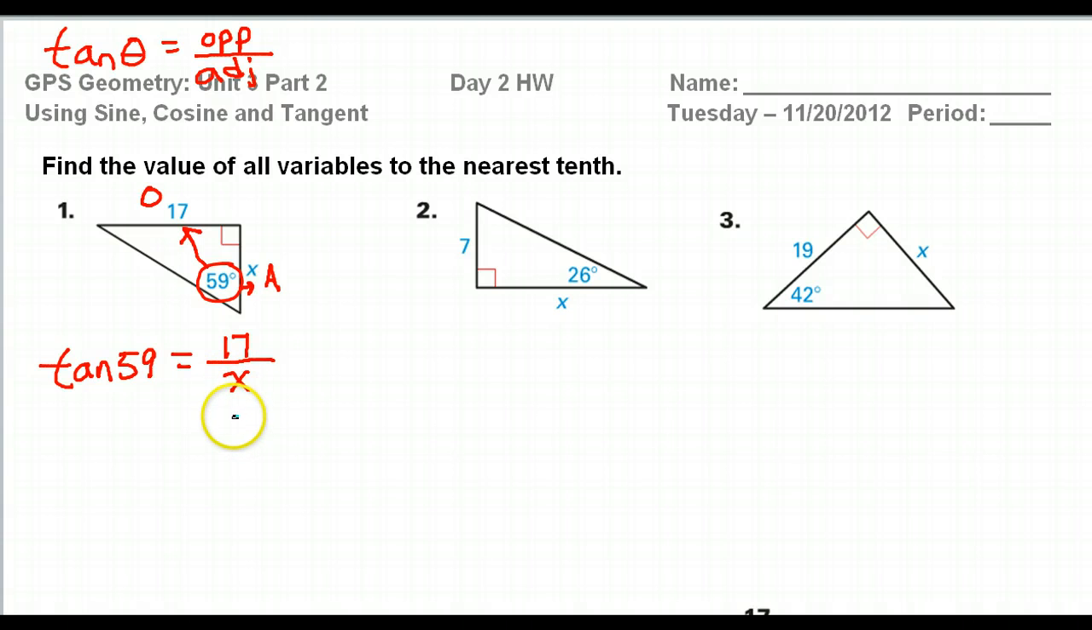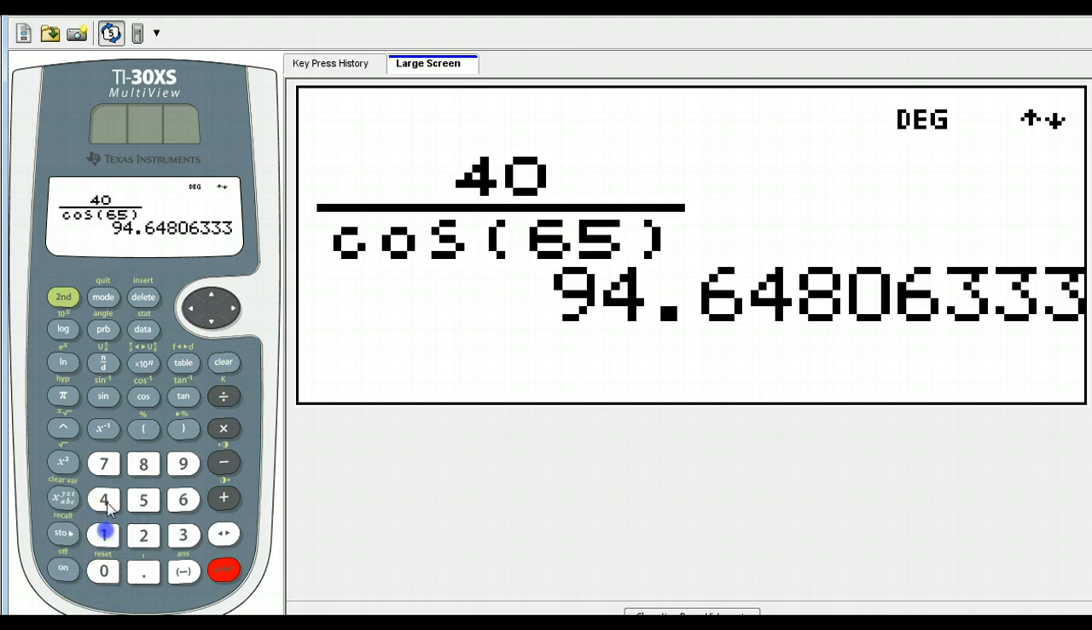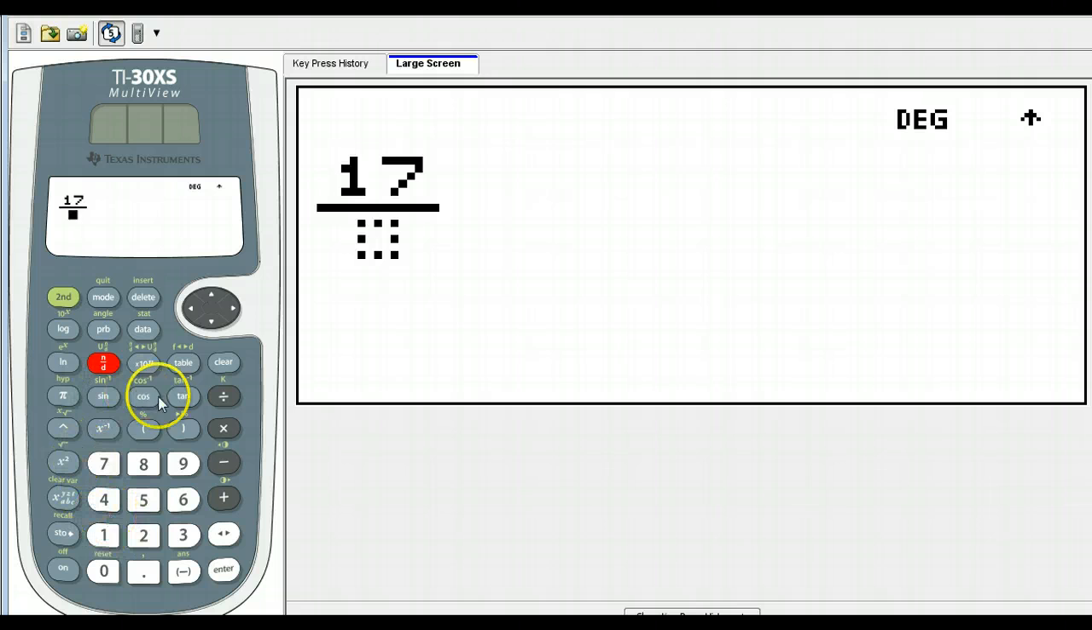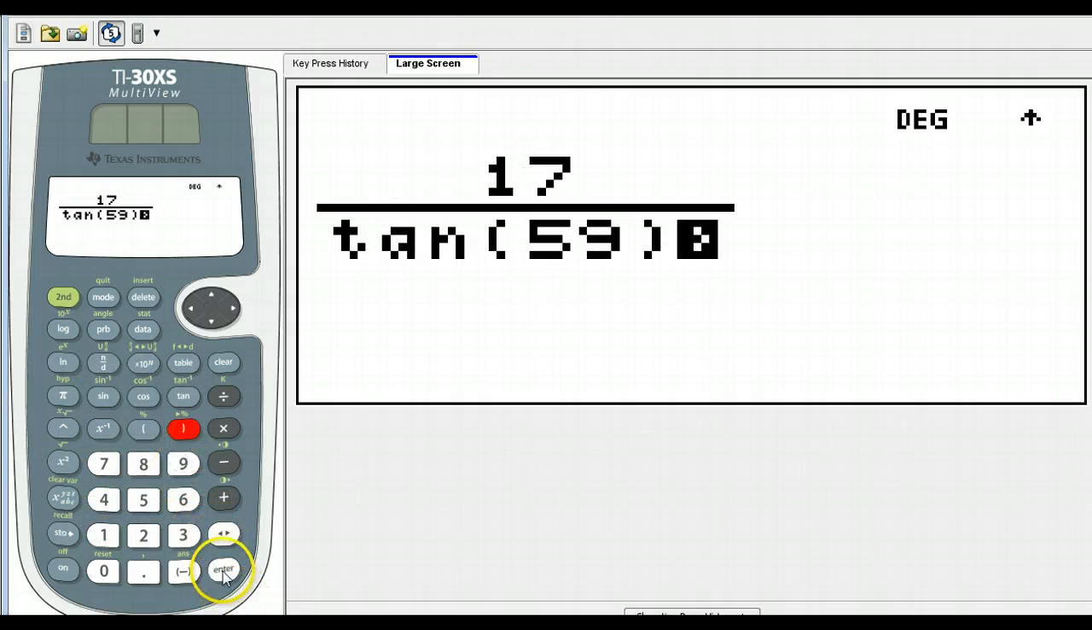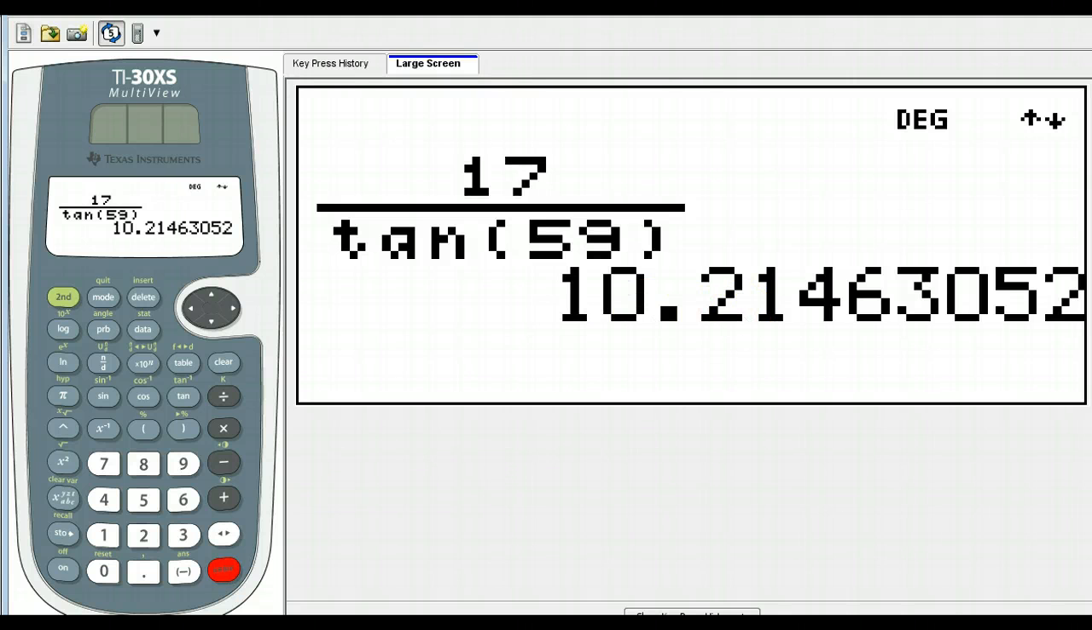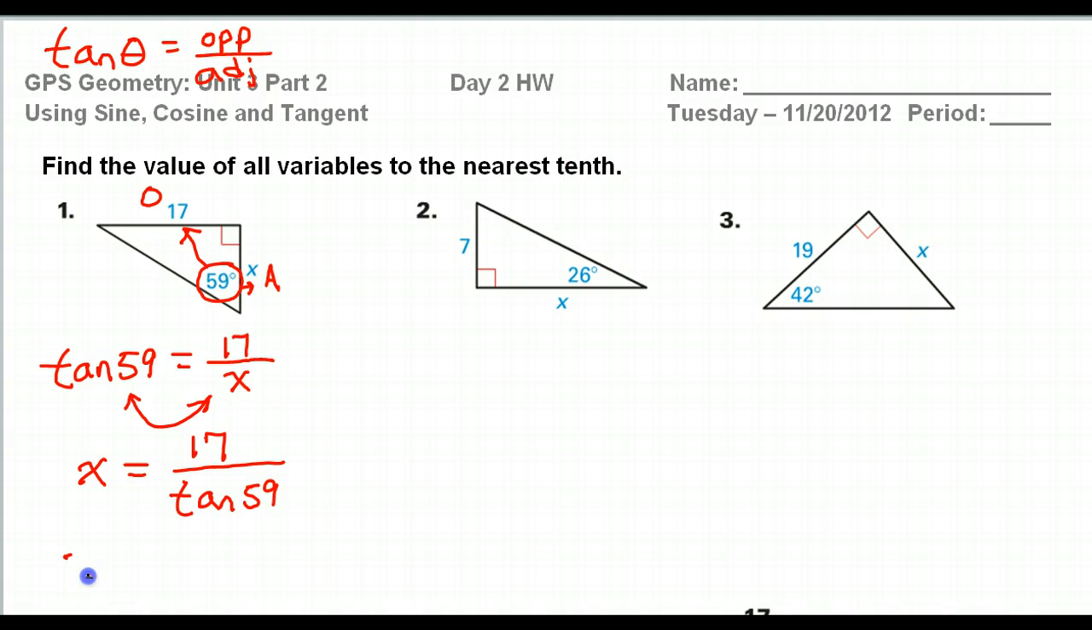What do we do when the variable is in the denominator like this? Well, this is the one where we can take that shortcut and reverse the denominator and the thing that's by itself. So that's going to become x equals 17 over tangent 59. Then I can just put that in my calculator. And I get 10.21. Nearest tenth, so 10.2.